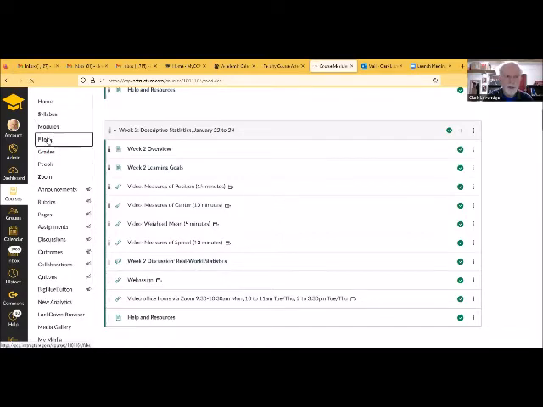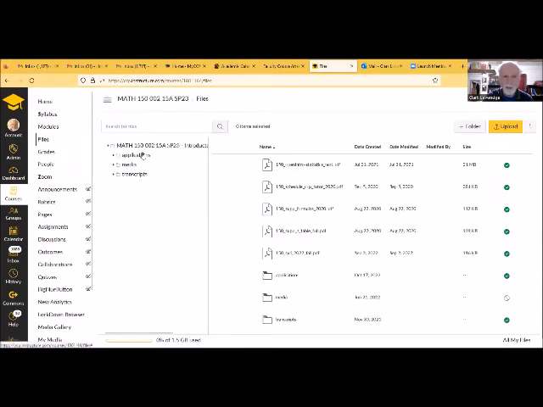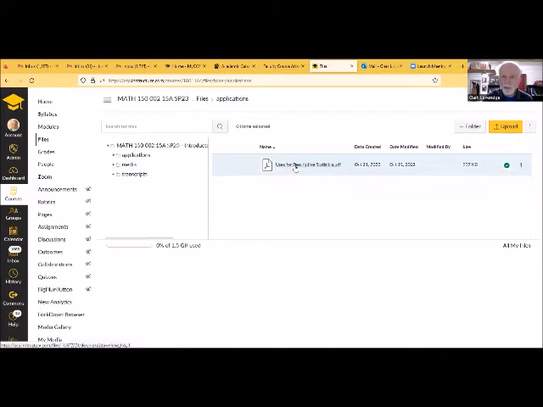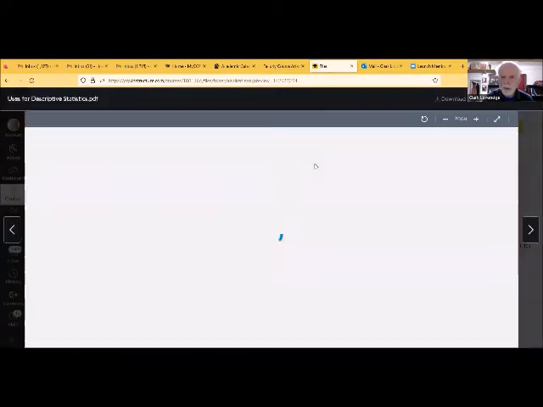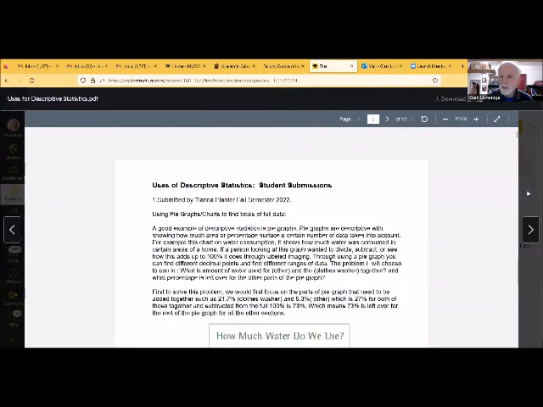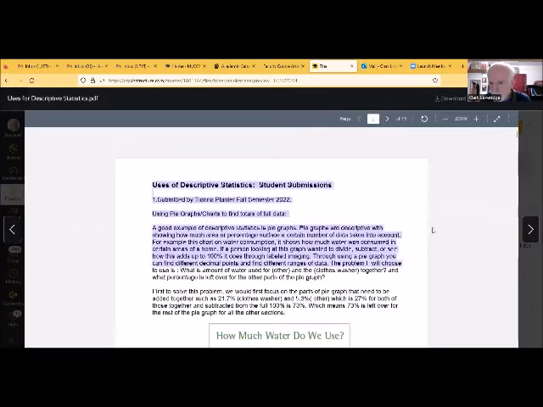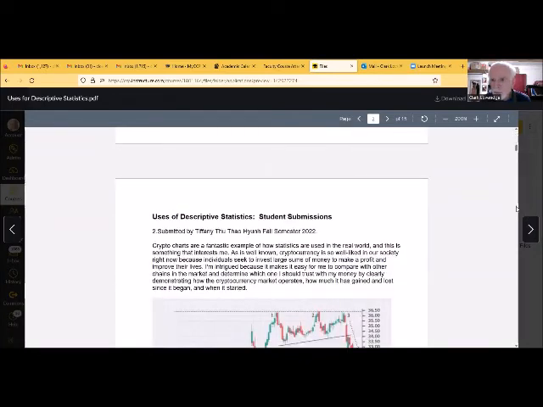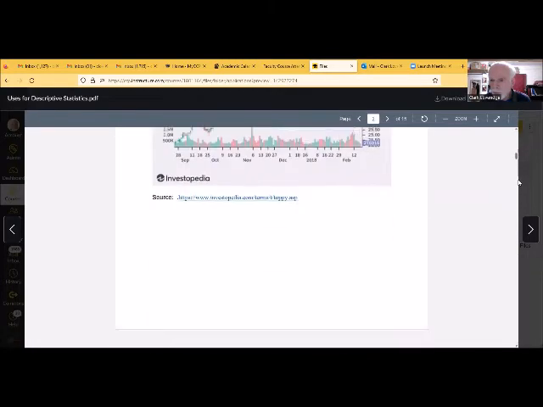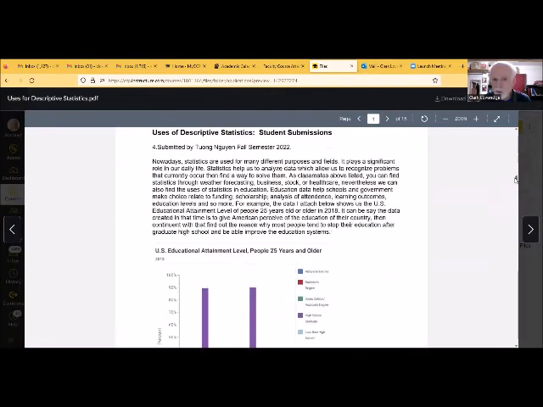If you go to the files, we just went to the modules. We have this one file of applications. These are actually student submissions, here's some student submissions on example, real world use of statistics. Let's see if I can scroll down here. I don't think I can. Trying to scroll down, but I don't see. Oh, here we go. There's some graphs here showing real world use of statistics.